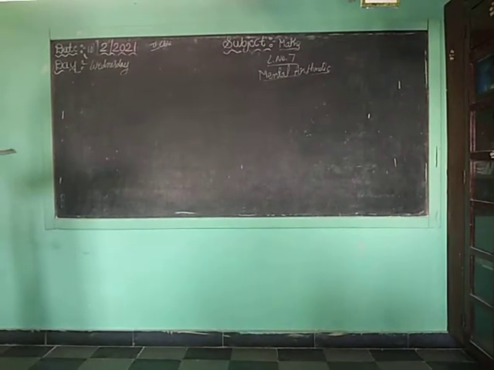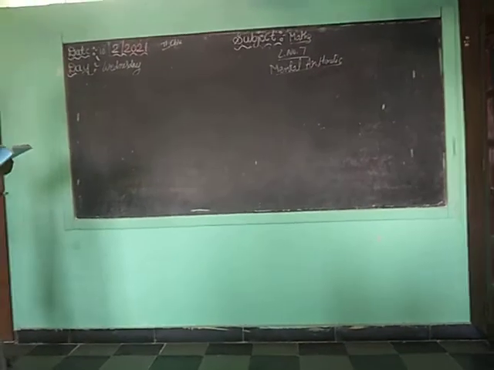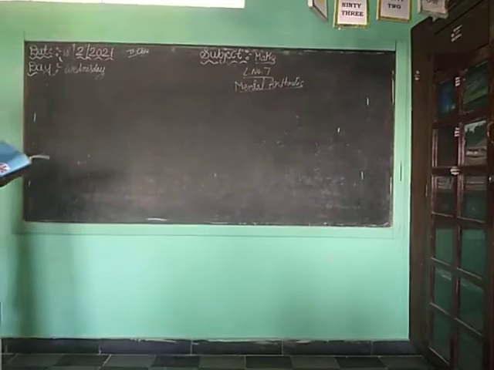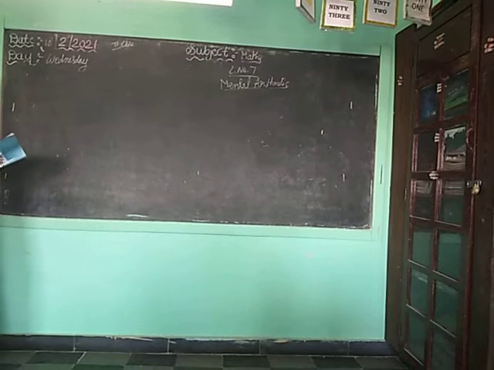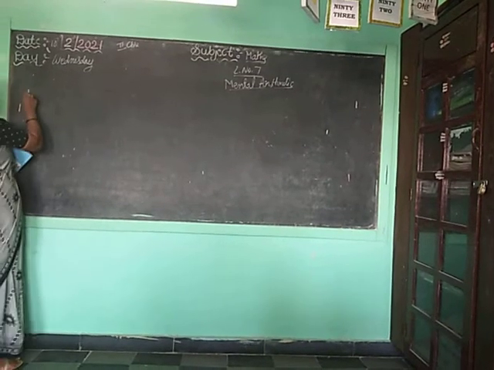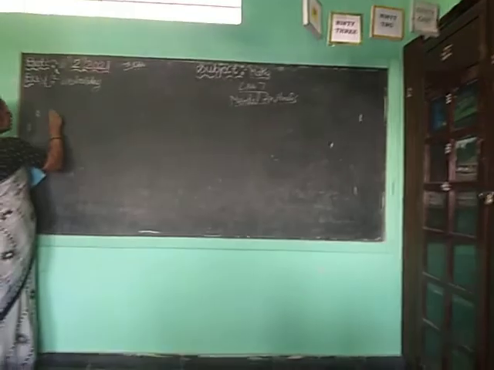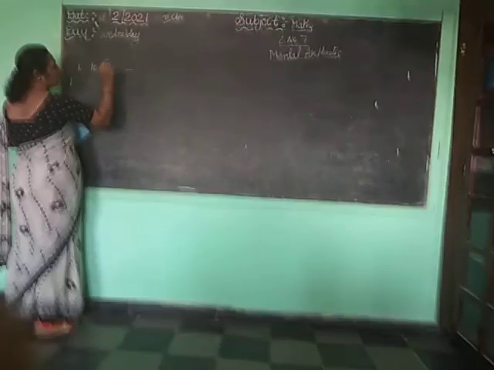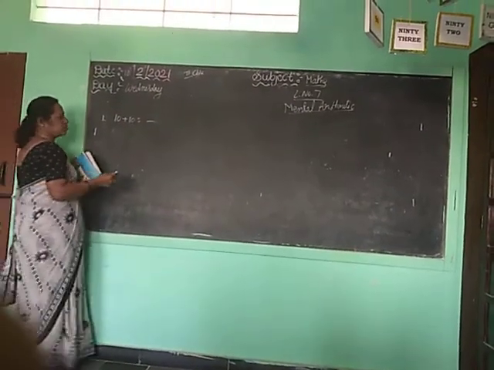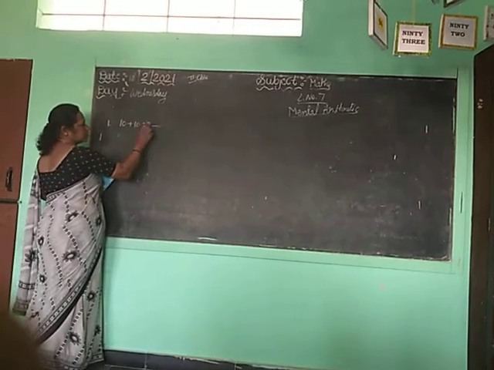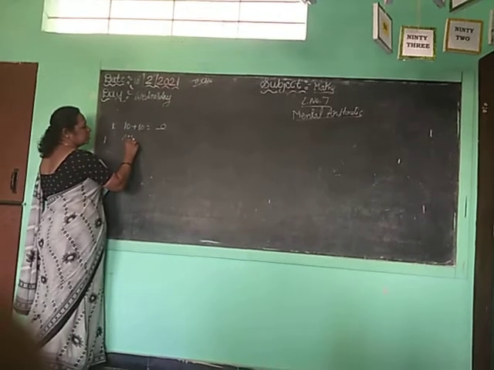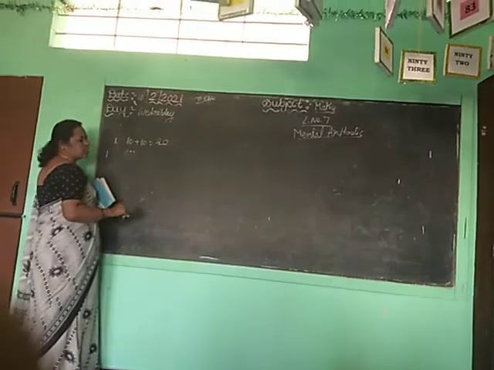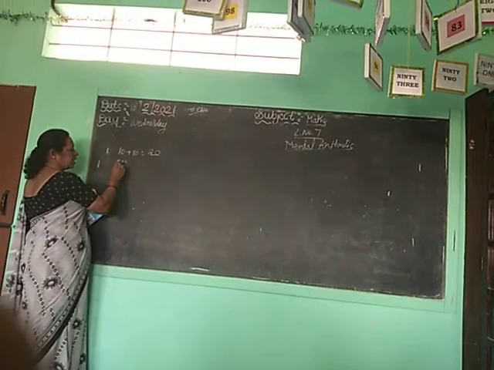Coming to page number 152, children, in your textbook: addition and subtraction of multiples of 10, that is mentally. Okay, you can calculate that addition and subtraction. See the first one: 10 plus 10 is equal to how much? 0 is there, you put 0. 1 plus 1 is how much, children? 2. So 10 plus 10 is 20.